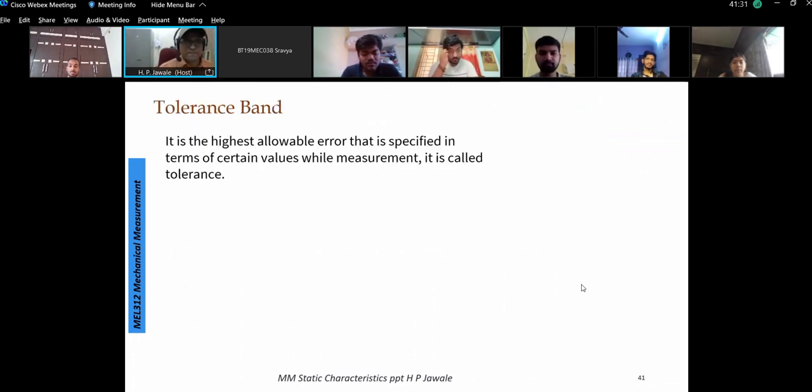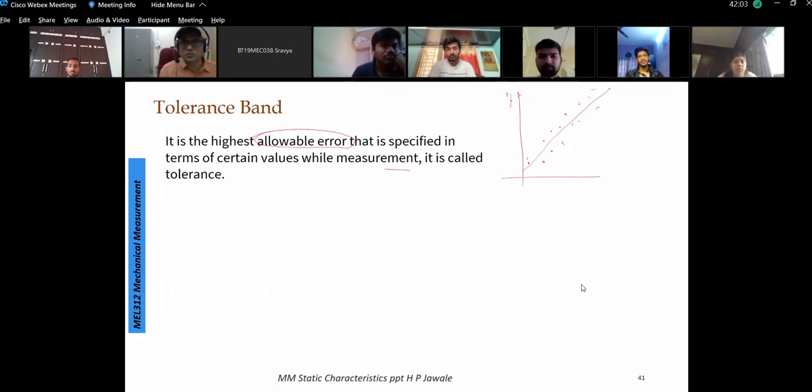Now the tolerance band, it is the highest allowable error. First of all, we must understand what the error is that is specified in terms of a certain value during the measurement process. Say now the measurement process is carried out and I am going to get some readings spread in a random way like this. Say this is reading 1, 2, 3, 4 and so on. So what we have done is found the ideal line passing through this. So let us say this is the output and this is the input. Between output and input, we have obtained a best straight line to represent the characteristics.